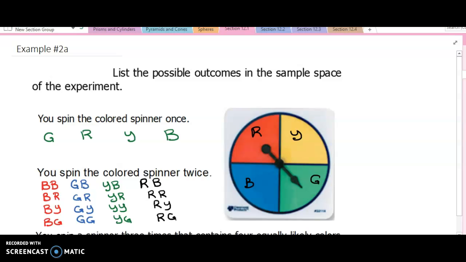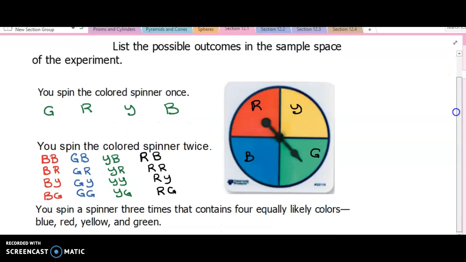Okay, so there would be 16 outcomes here. Now, if we spun it 3 times, okay, we're not going to write all these out, but I can tell you if we did, and if you want to go for it, go for it. There's 64 possible outcomes if we spin it 3 times.